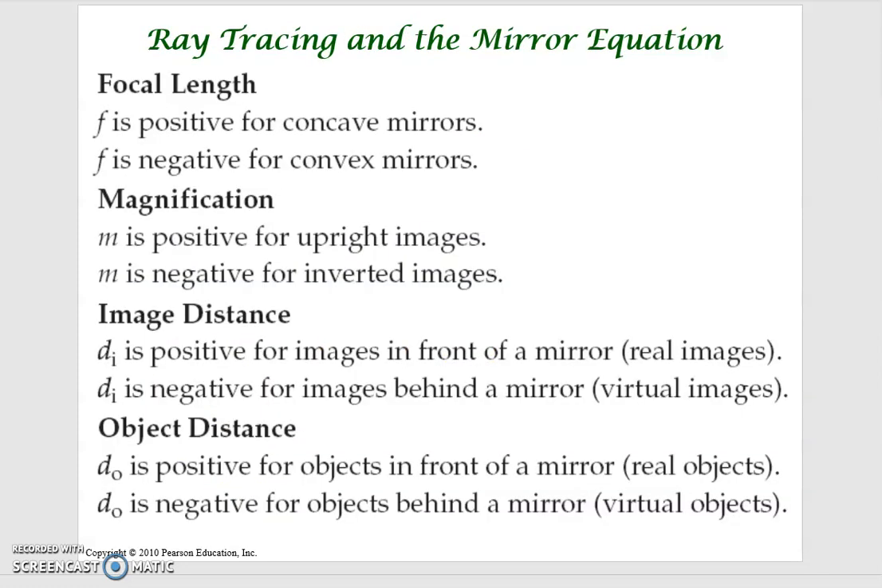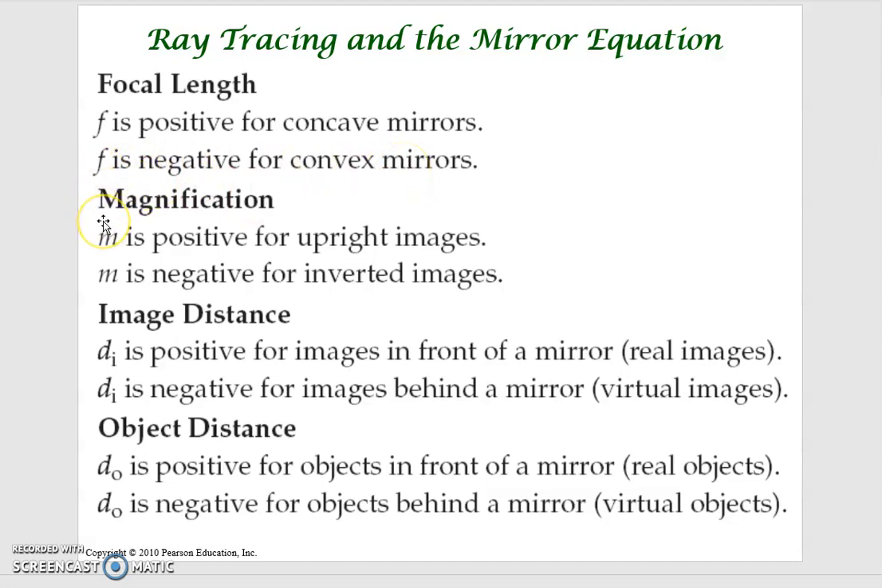Now let's try to summarize the results and teach you how to use the mirror equations carefully. The reason is because h_o, h_i, d_o, d_i could be positive or negative. It depends on whether it's a concave or convex mirror. If you have a concave mirror, then f is always positive, because the focal point is always in front of the concave mirror. But the focal length is negative for the convex, and the answer is very trivial because the focal point is always behind the convex mirror.